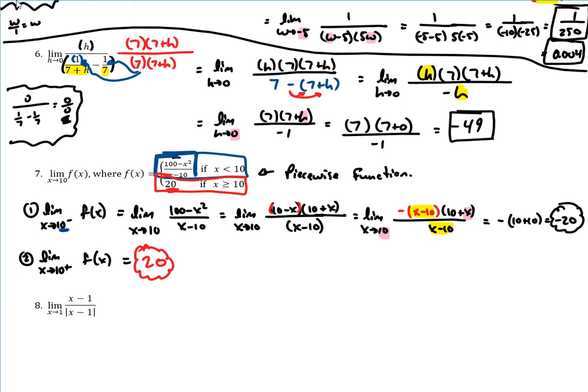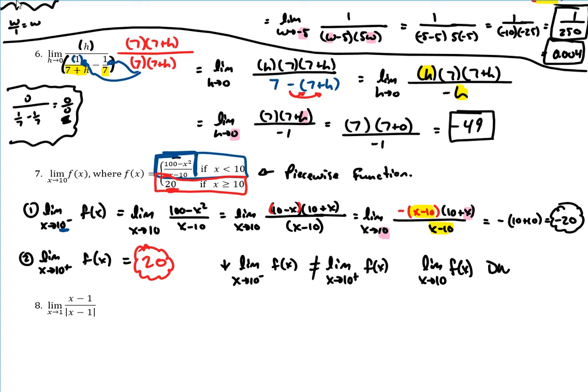We note that these two limits are not the same. One's negative 20, one's positive 20. Okay, so we've got the limit as x goes to 10 from the left does not equal the limit as x goes to 10 from the right. So that means that the limit from both sides does not exist. Remember that they have to equal the same number. If they are the same, if these were both positive 20, then our answer would be 20. If they're both negative 20, then our answer would be negative 20.